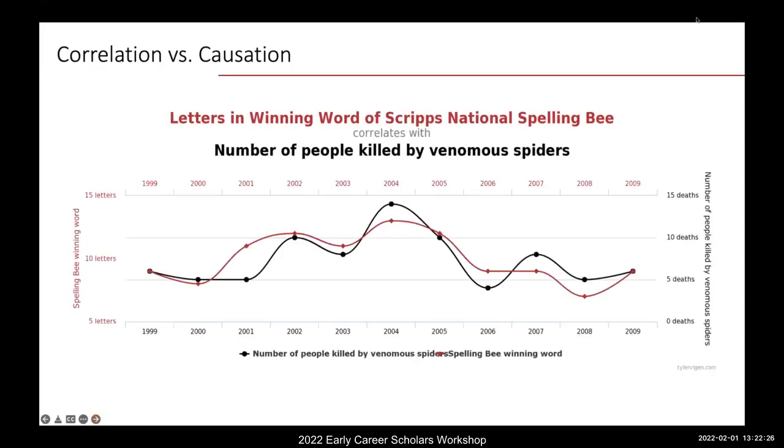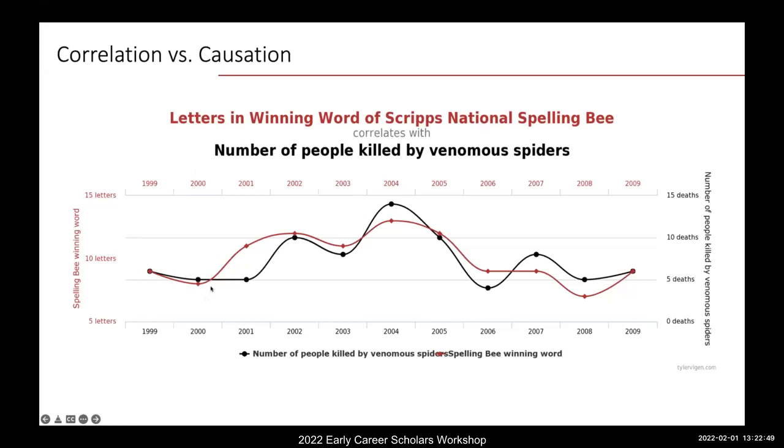Okay, so this is what I want to start off with. So what is correlation? What is causation, right? The big question. And imagine this graph here, right? The red line is the letters in the winning word of the Scripps National Spelling Bee, and the number of people killed by venomous spiders is in black, right?